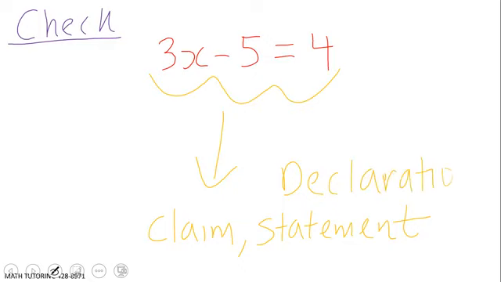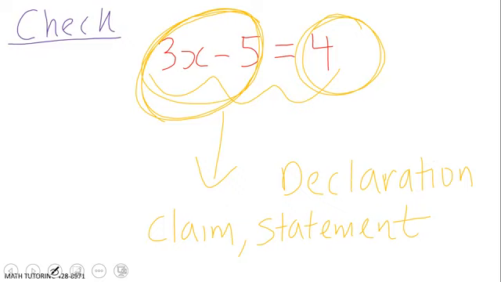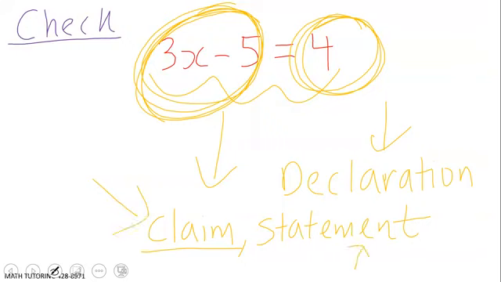It's saying that this quantity is equal to that quantity, right? That's a serious claim. That's saying that whatever this quantity is, it's going to be equal to that quantity. That is the declaration. That is the statement. That is the claim. It's making a claim that one side is equal to the other side.